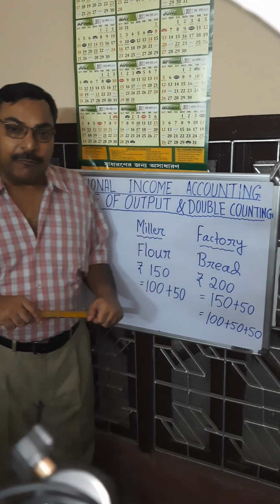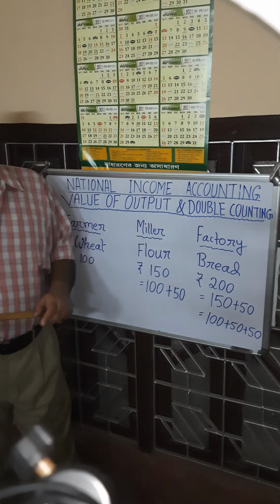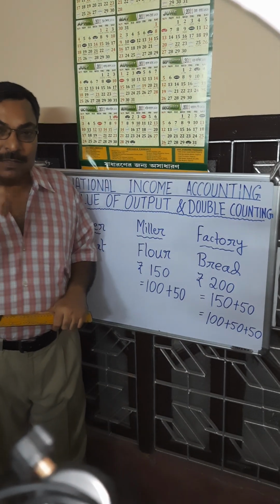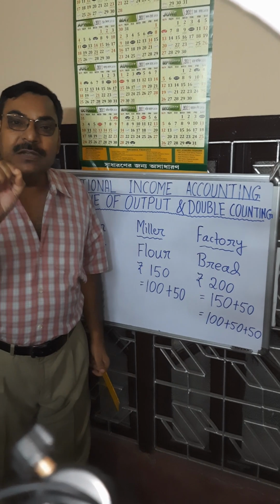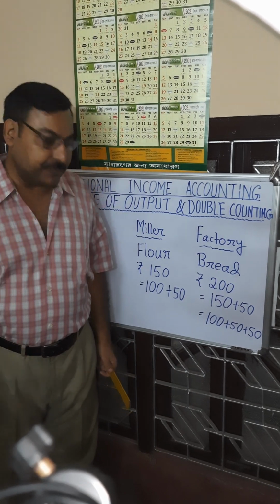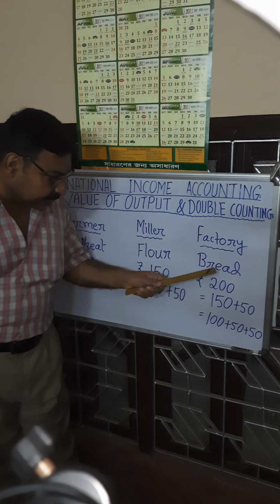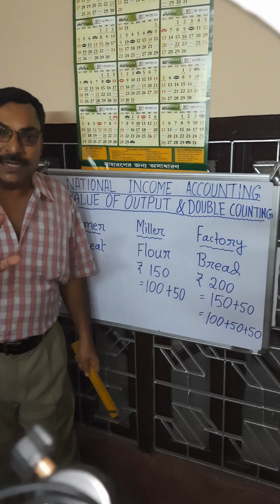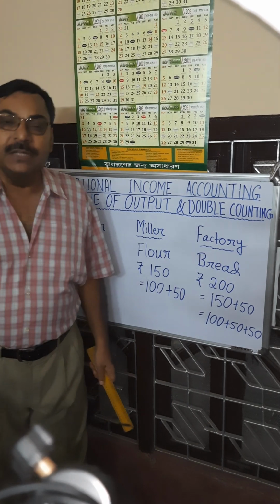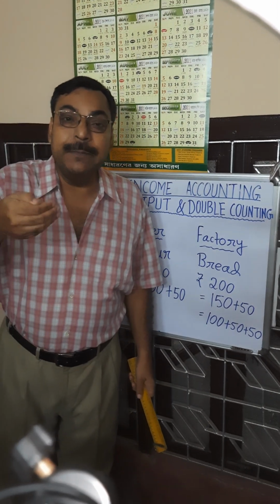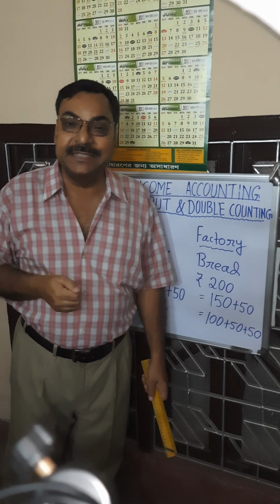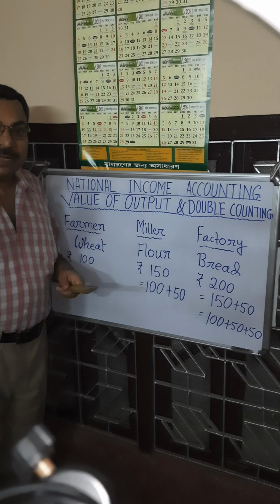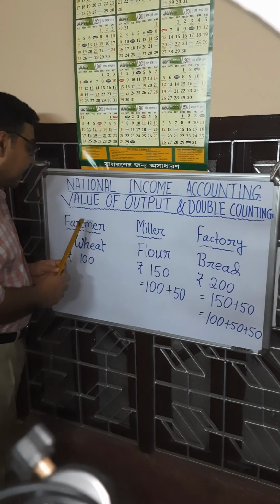So, to avoid the problem of double counting, there are 2 alternative ways. Number 1, only consider value of final good. Here, value of final good is 200, value of bread. Bread is the final good. Consider this. Or consider value added by every producer in each stage. Value added means sell price minus cost price, value added.